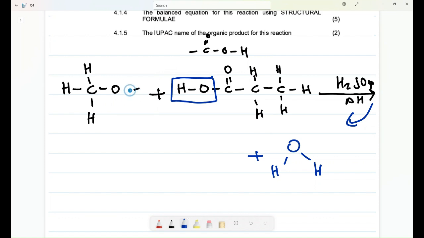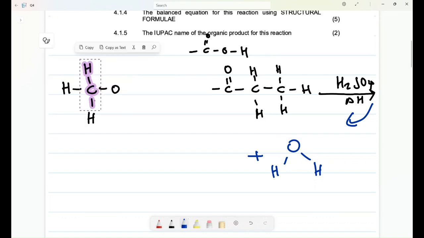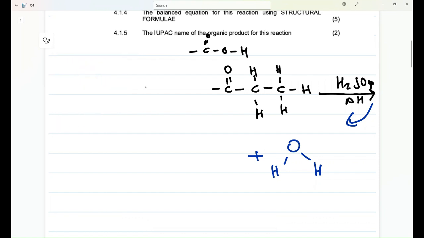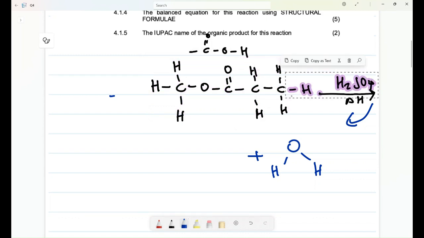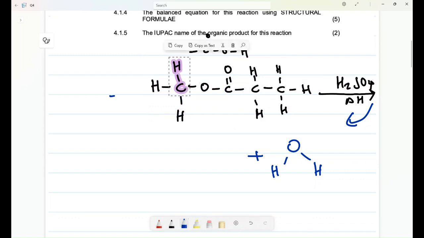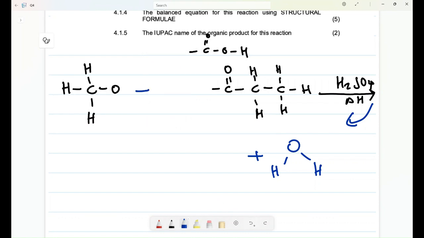Okay, let me remove this. After taking out those things, you combine these. You combine this by just taking this. Just take it here. This is the product you're gonna form, basically. Let me just reverse this so that you see what's gonna be the product.